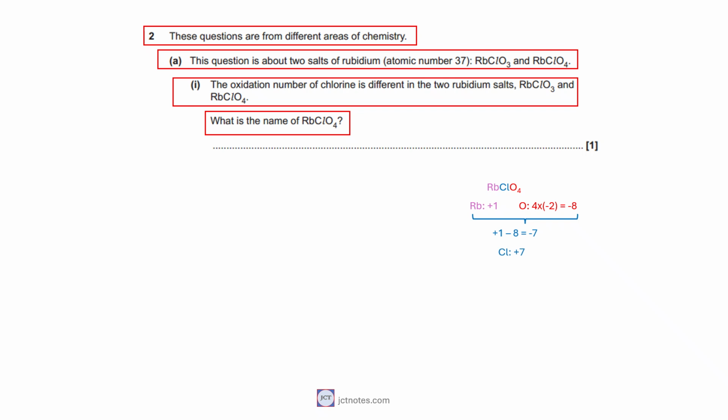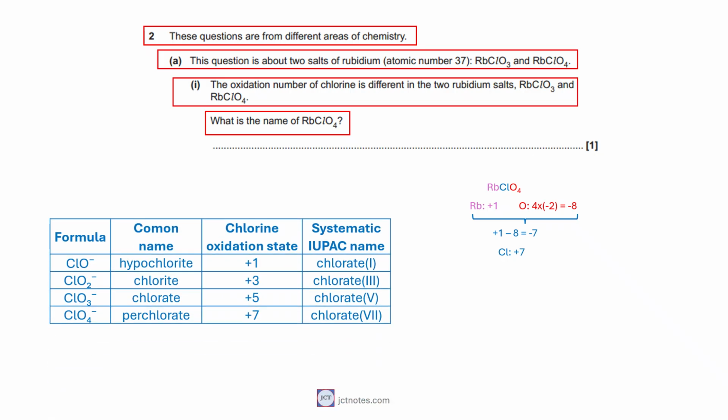When chlorine forms oxyanions, the systematic names are based on the oxidation number of chlorine, which is written using Roman numerals. You may have come across the traditional names hypochlorite, chlorite, chlorate, and perchlorate. Although these names are still widely used in chemistry, they are not accepted by the OCR specification for naming questions, so it is safer to use the systematic names in the exam. Since chlorine has an oxidation number of +7 in RbClO4, the correct name is rubidium chlorate(VII).